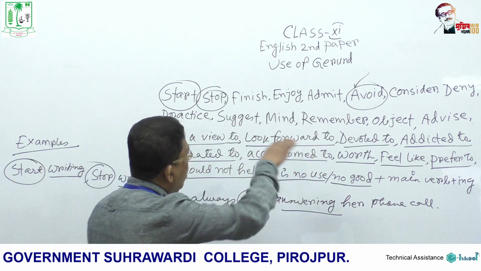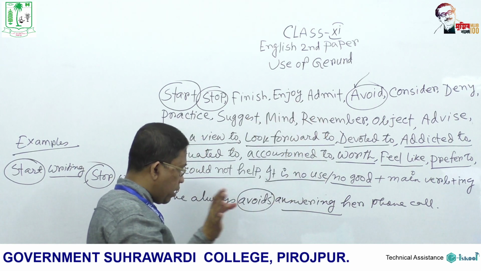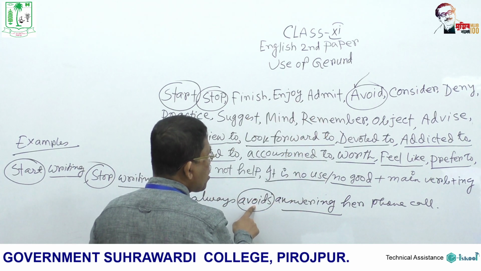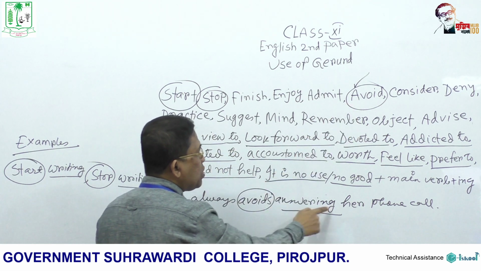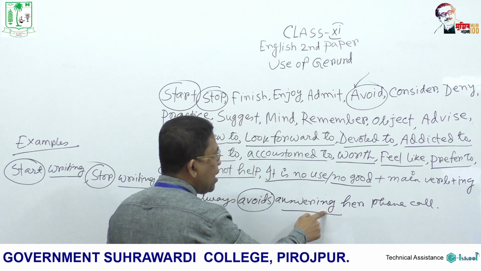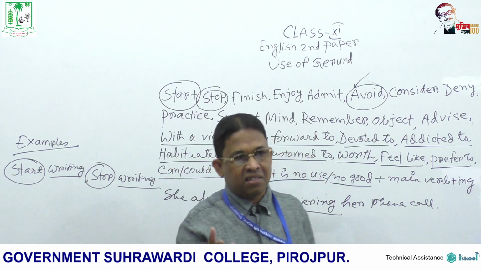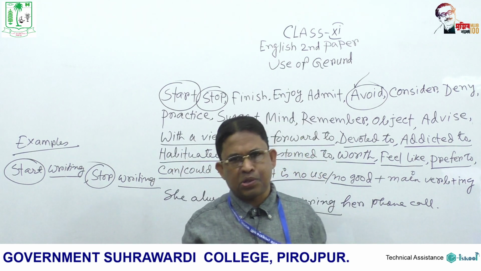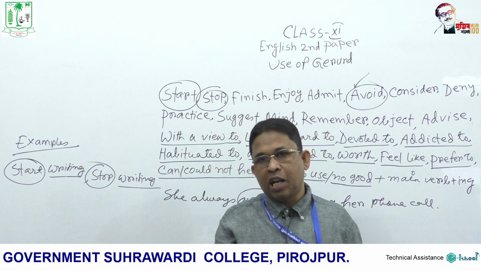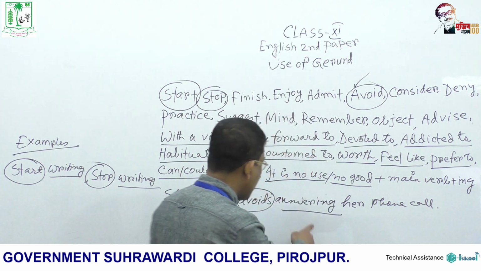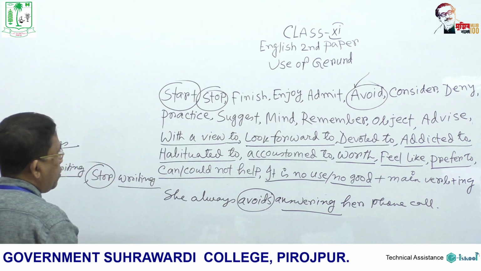Anyway, as we have already mentioned, after all these words and phrases we have to use gerund. Here, I have taken avoid from here, and after avoid I am using gerund, answering. If you use "avoid answer" or "avoid answered", this is wrong, because after avoid we have to use the gerund. And then let me give another example.